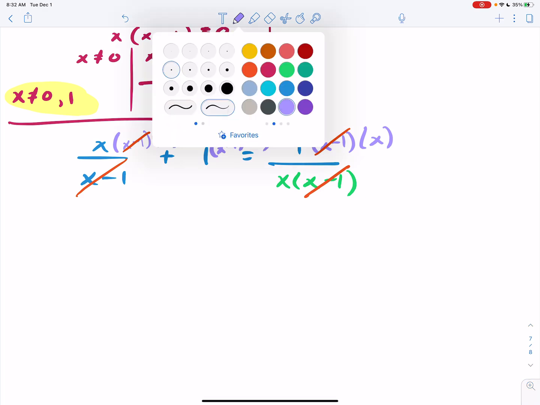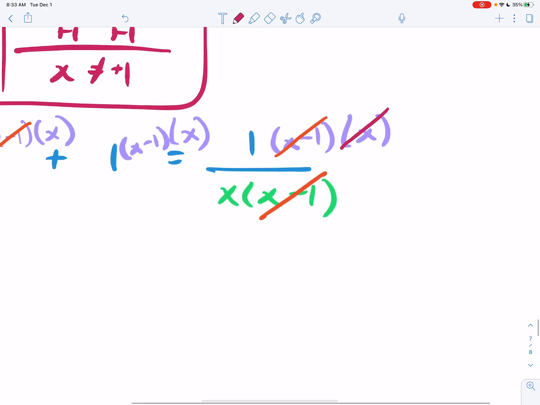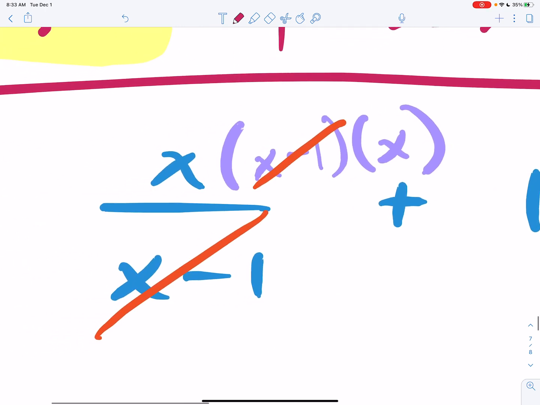And we can only cancel it out if you have one at the top and the bottom. So here I have an x at the top, x at the bottom. Here I can't cancel anything out. And here I can't cancel these two out because they're both at the top, okay? So be mindful of that.